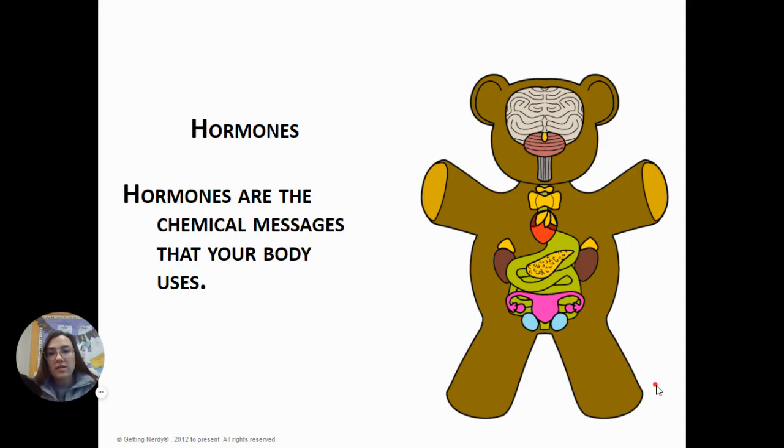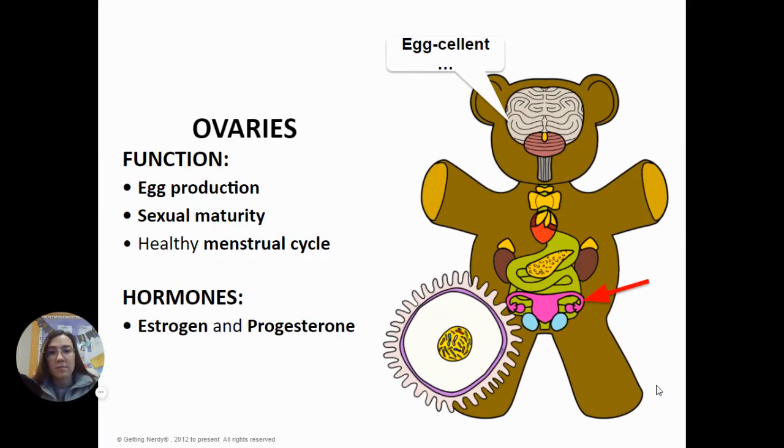Looking at our hormones again, remember hormones are the chemical messages our body uses to communicate. So our ovaries, they are there to hold our eggs. They assist in sexual maturity, and that is what we call puberty. And then they help with the menstrual cycle, which we'll talk about next. Remember, the female hormones are estrogen and progesterone.